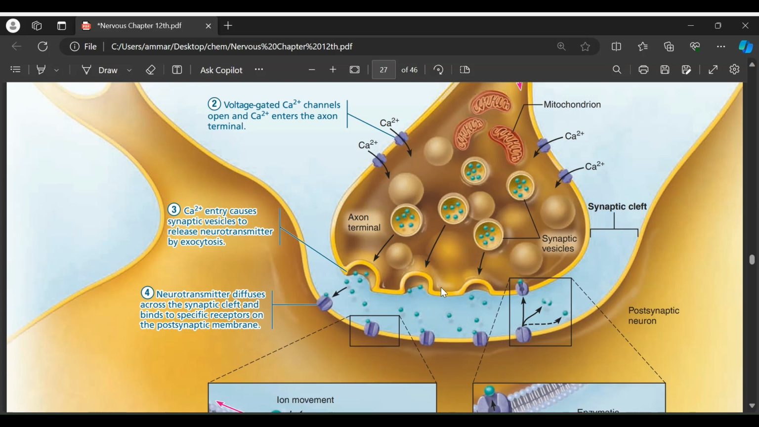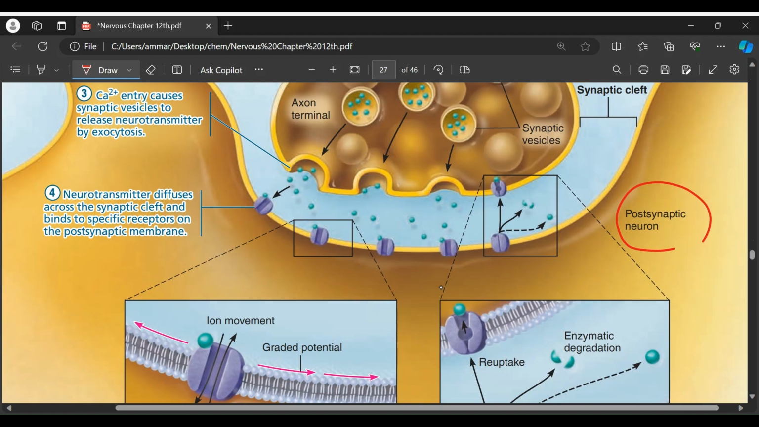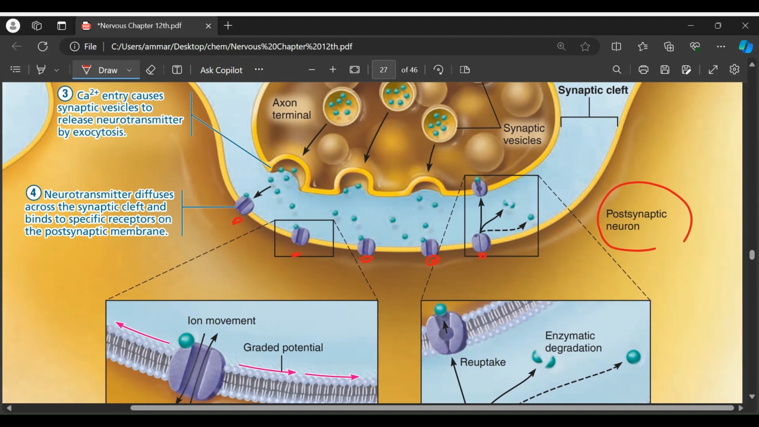I'll just say that here in the postsynaptic neuron, okay, it's the same as this one. This neuron is the postsynaptic neuron. As I said in the last video, the postsynaptic potential is formed here, right? It can be either IPSP or EPSP, inhibitory postsynaptic potential or excitatory postsynaptic potential. Inhibitory postsynaptic potential will never lead to an action potential, right? On the other hand, excitatory postsynaptic potential may lead to an action potential, may not.